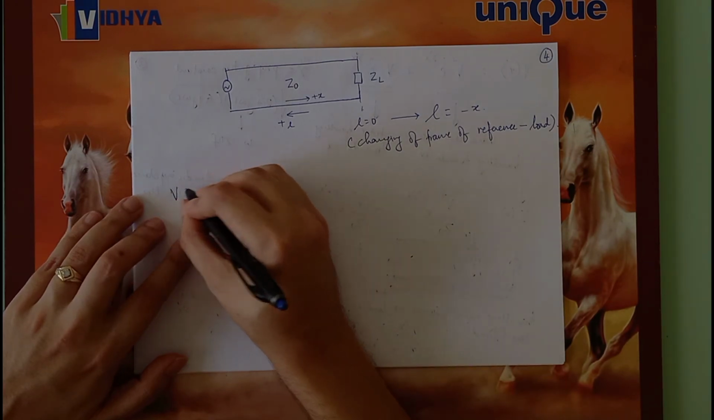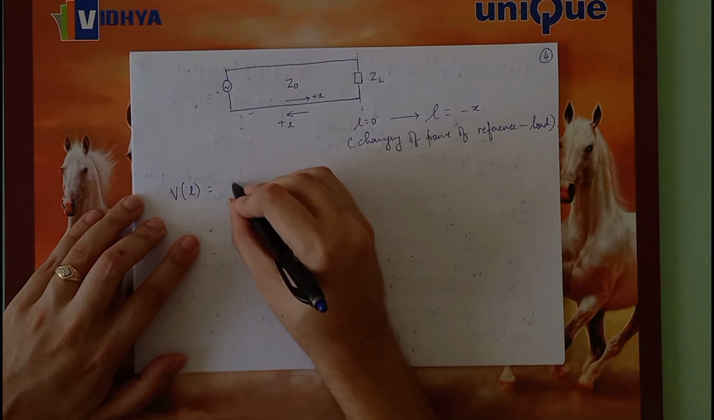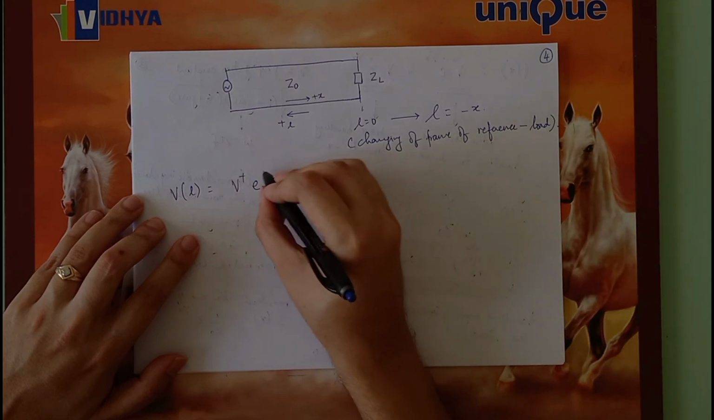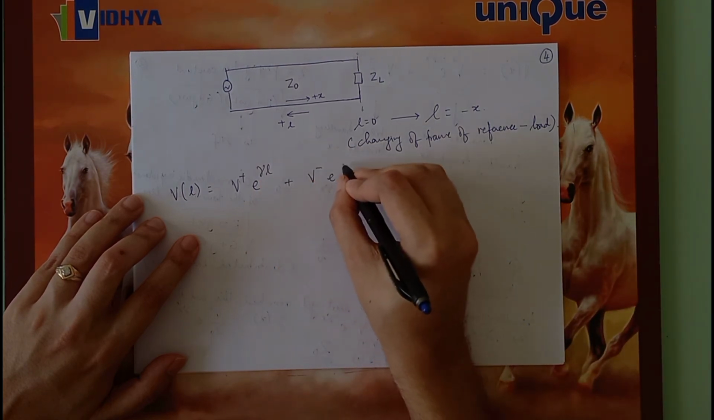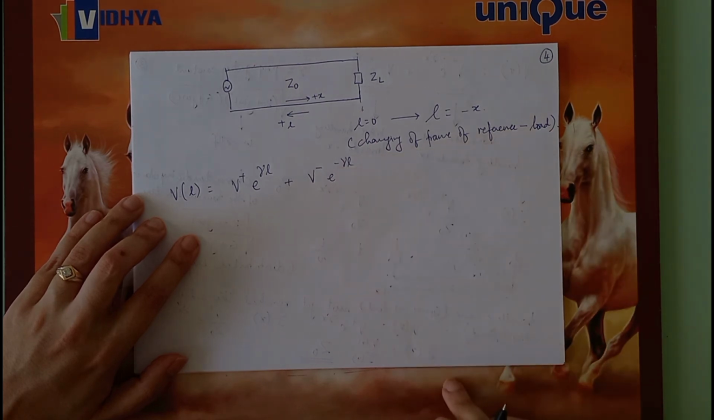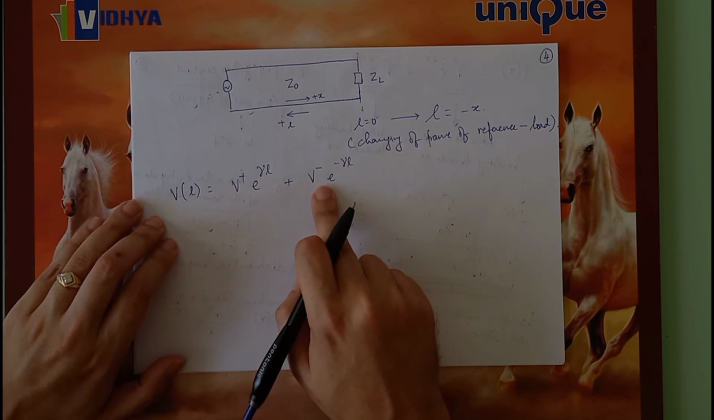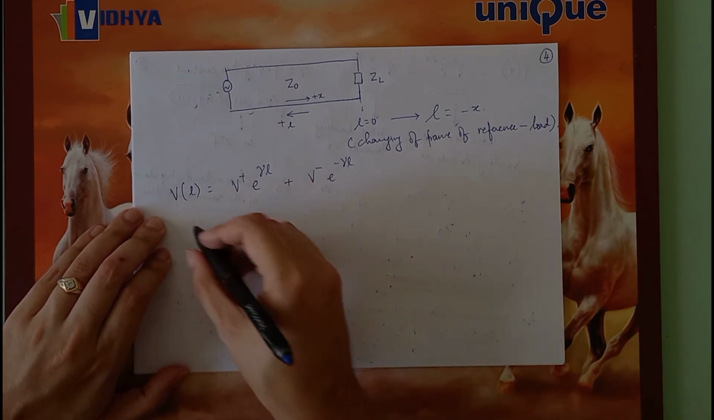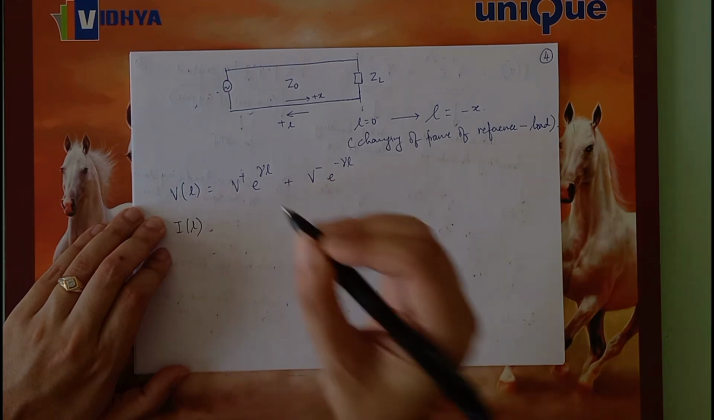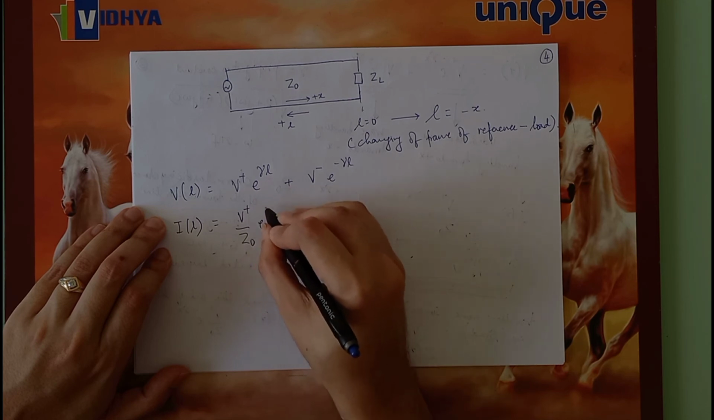So what was earlier V of X will now become V of L, and that is nothing but V plus e raised to gamma L plus V minus e raised to minus gamma L. By the way, V plus and V minus are constants which are obtained as a result of the differential equations. So I of L would also similarly become something like this.